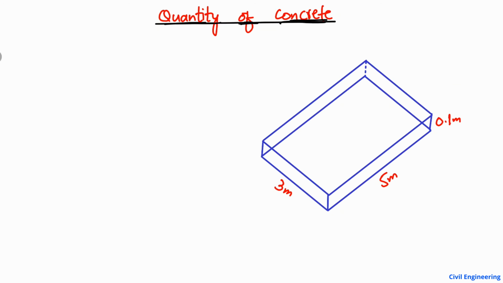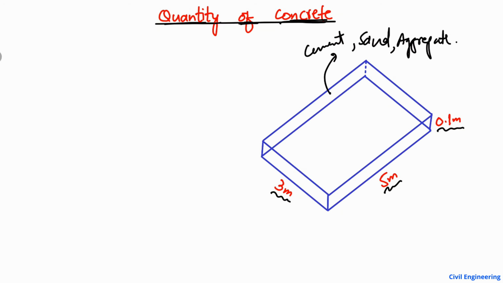So we see here the slab has a width of 3 meter, a length of 5 meter, and a thickness of 0.1 meter. So how can we find out how much cement quantity, how much sand quantity, and how much aggregate quantity is present in this slab system? I will show you with the help of this example, and it will be very easy to understand.